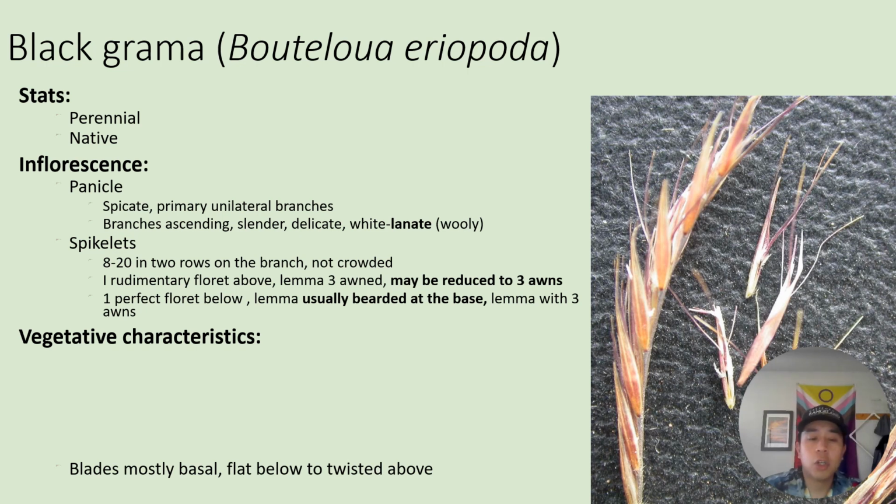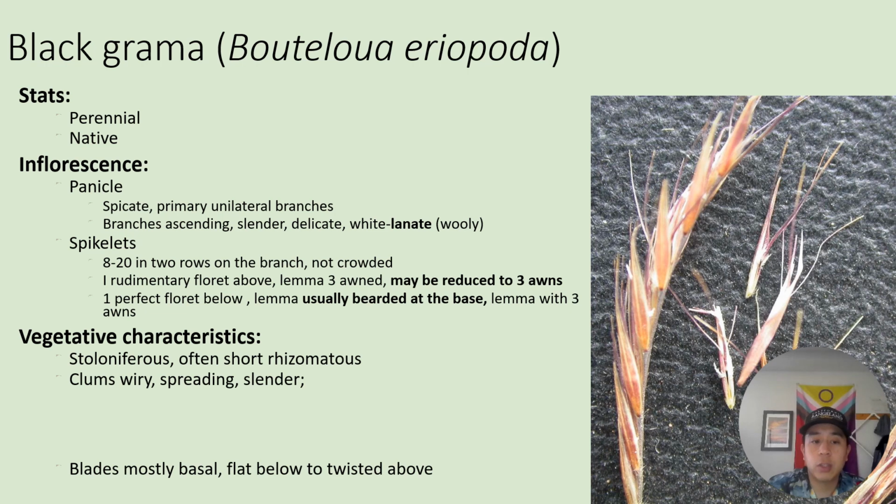And apologies for the misordering of the caption, but that's a vegetative characteristic. And so the blades mostly grow basal, and again, that means they're growing up out of the cespitous bunch, and they're often flat below and twisted as they kind of grow upwards and at the tips of the leaves. Oftentimes, these plants can be stoloniferous, and they can often produce short rhizomes and be rhizomatous as well. The culms themselves, sorry for the typo, are often wiry, and they often spread and are slender. And so that means they kind of grow outwards from each other, and they're pretty slender and thin.